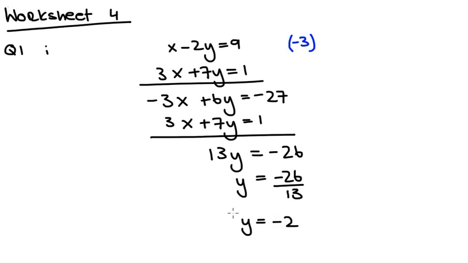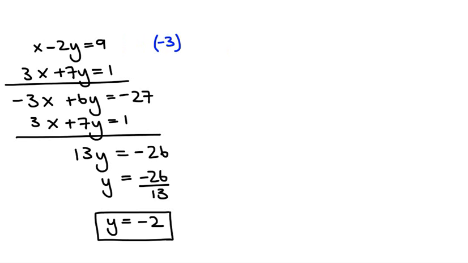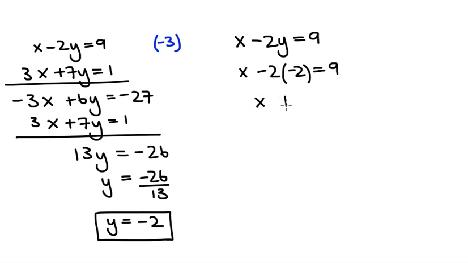So now that we've found one of the variables, we can't forget to find the other. So we use this to find x. I take one of my equations, it doesn't matter which one. I'm just going to take the first one. And now I substitute in the value that I got for y. So x minus 2, for y we're filling in minus 2, equals 9. So x plus 4 equals 9, remembering that minus multiplied by minus gives us a plus. x is equal to 9 minus 4, so x is equal to 5.